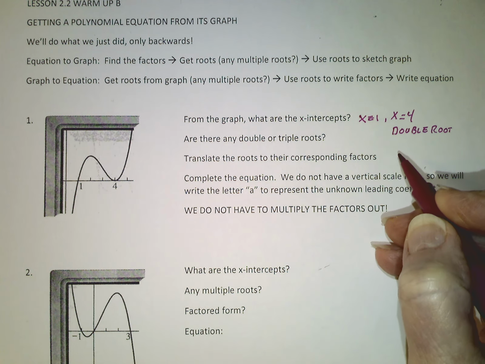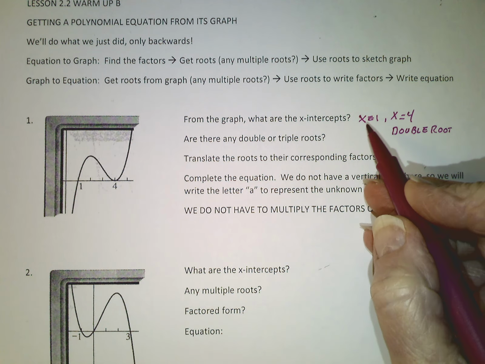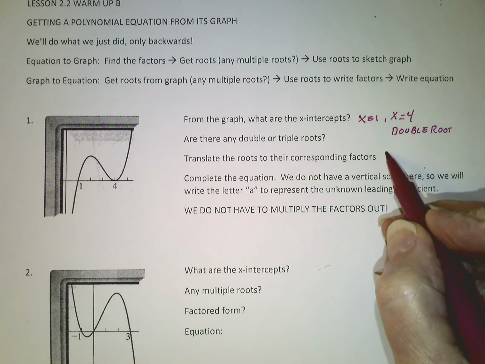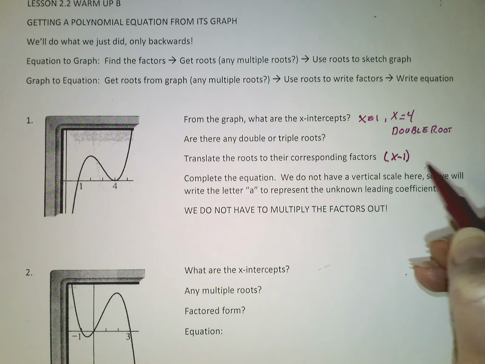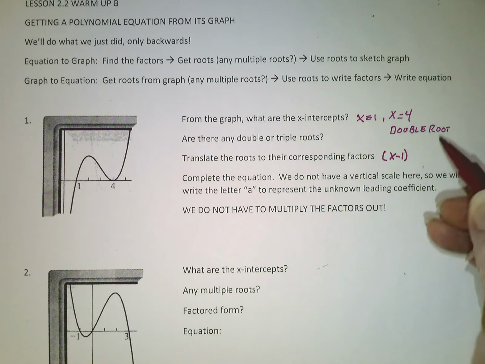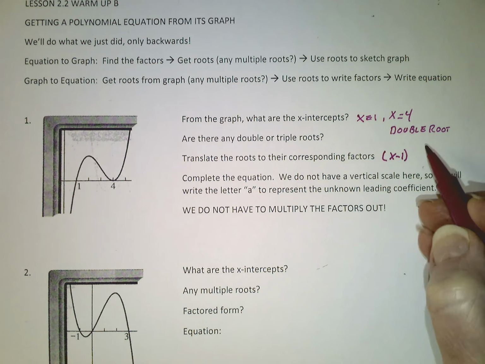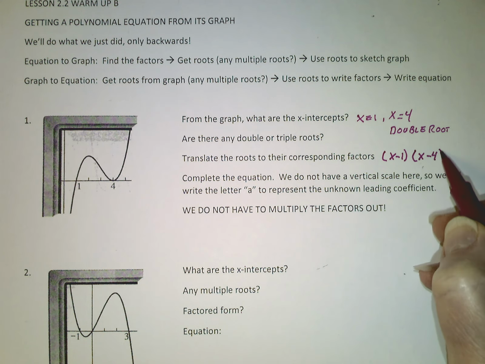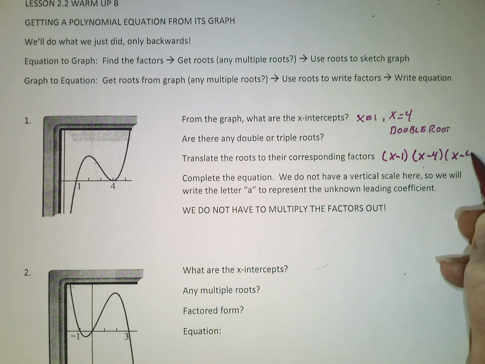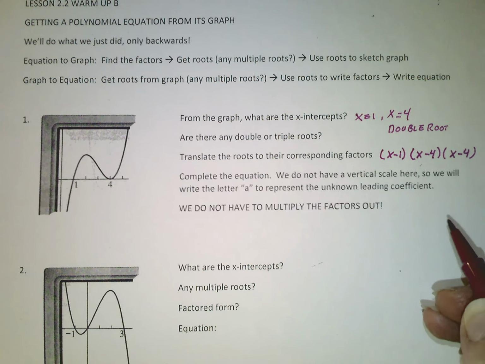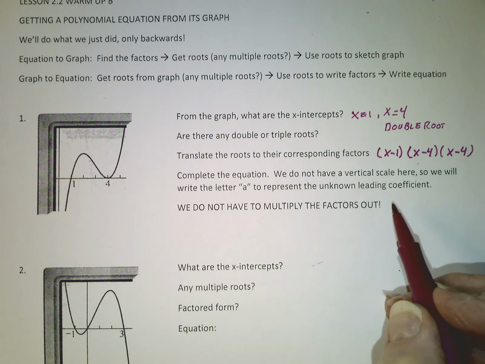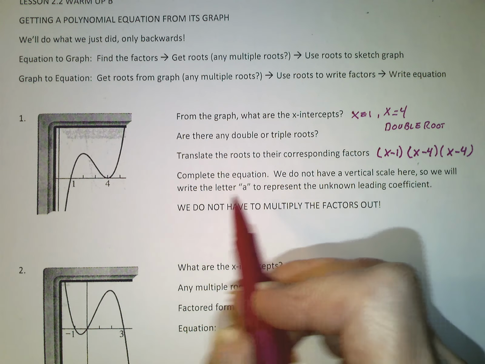So now we'll translate these into factors. If x equals 1 is a solution, then x minus 1 is a factor. Similarly with x equals 4, it must be x minus 4 that's a factor. But we have two factors of x minus 4. Because it was a double root, we knew that because it bounced off the x-axis. Okay, so we can complete the equation.